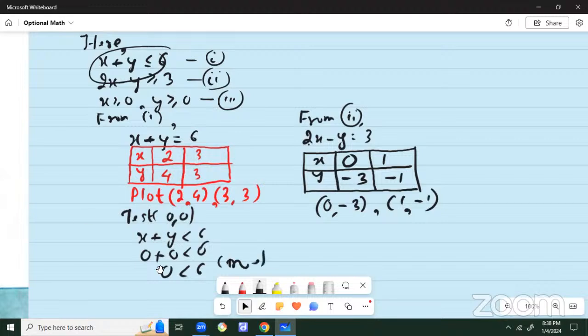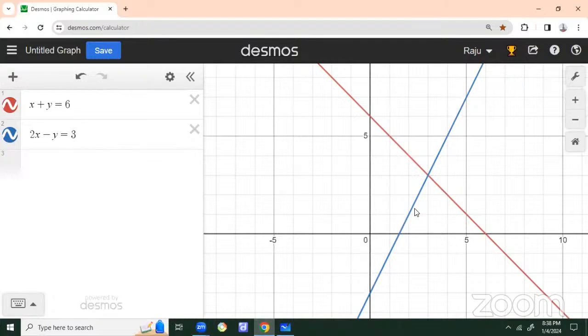Now, if this is true for the red line, where will be the solution region for the red line? Will it be below the line or above the line? Where is 0, 0? 0, 0 is here, below the line. So this testing point is satisfying the inequality x plus y less than or equal to 6. So the solution region for the inequality x plus y less than or equal to 6 will be below the red line.